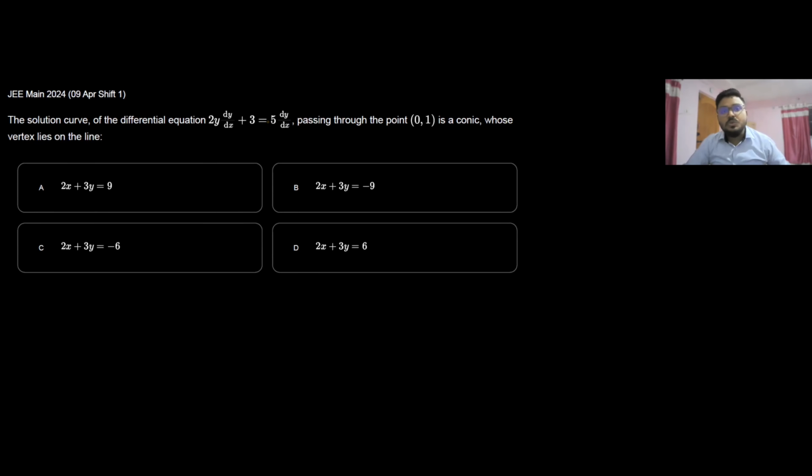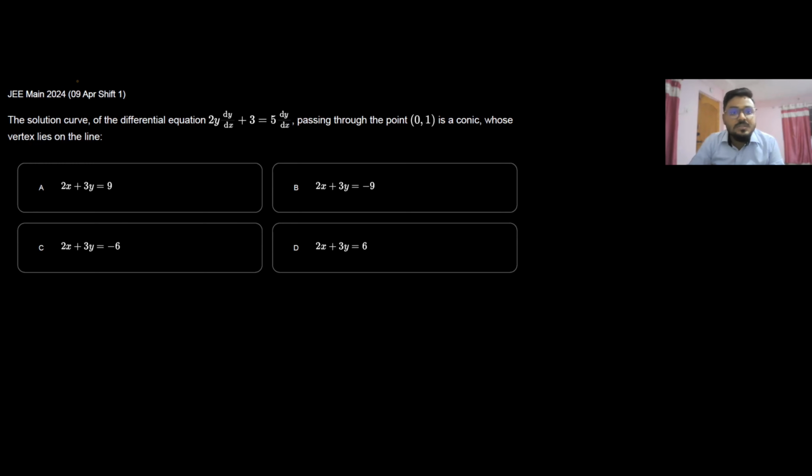Hello students. So today we are going to discuss the differential equations PYQs from 2024 of JEE Main. And in this chapter, among the various forms, the most questions have been asked from the linear differential equation. So let's start the session.